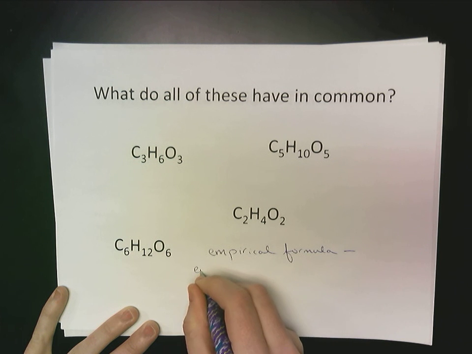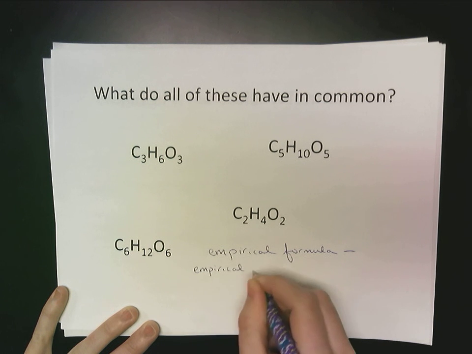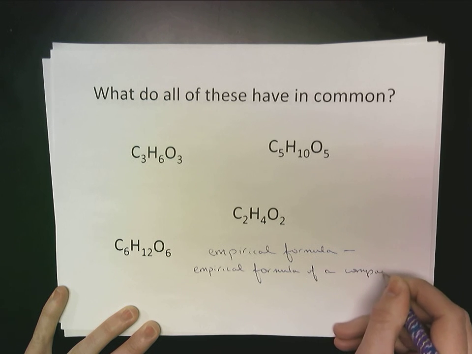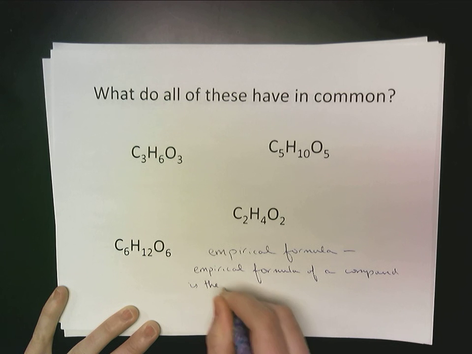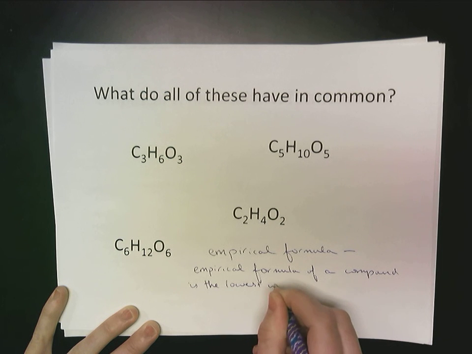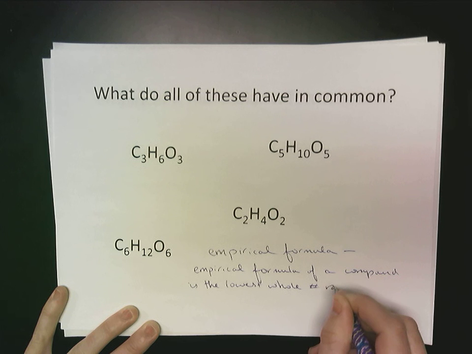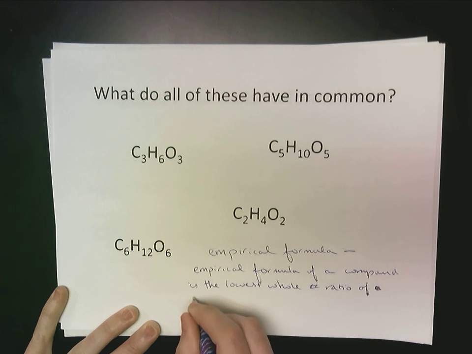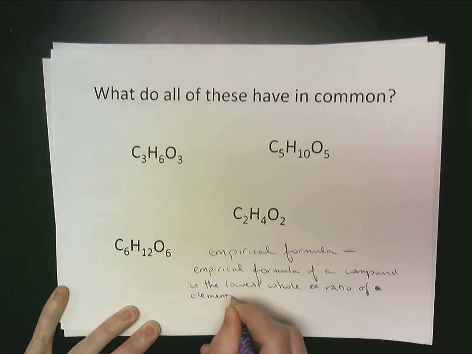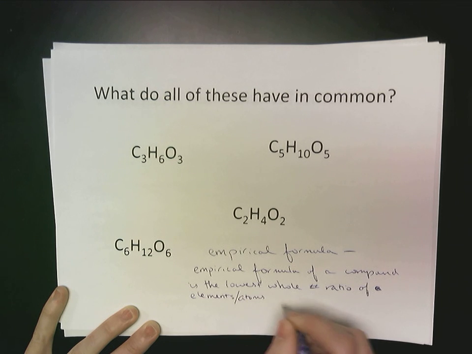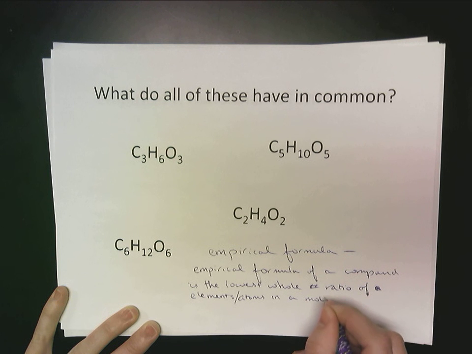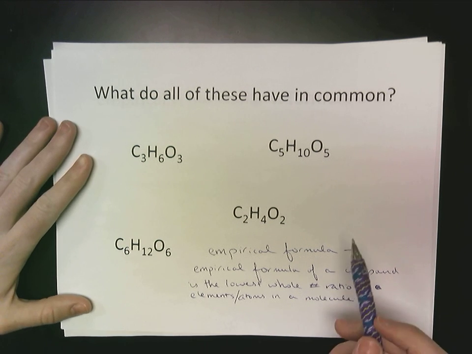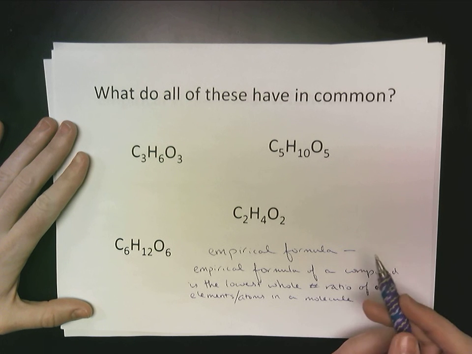The empirical formula of a compound is the lowest whole number ratio of atoms. Sorry, I should say of elements, but atoms works too. In a molecule. Okay, so all of these have the same empirical formula, and their empirical formula is that lowest whole number ratio.